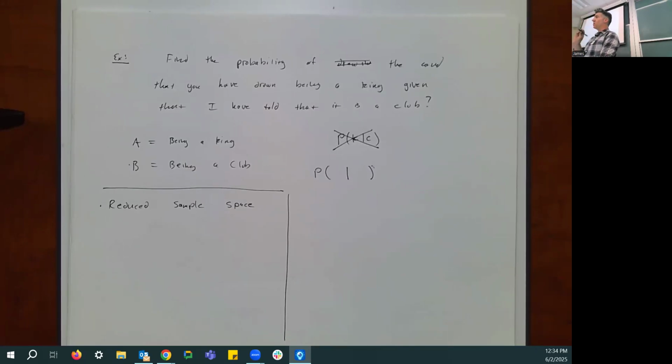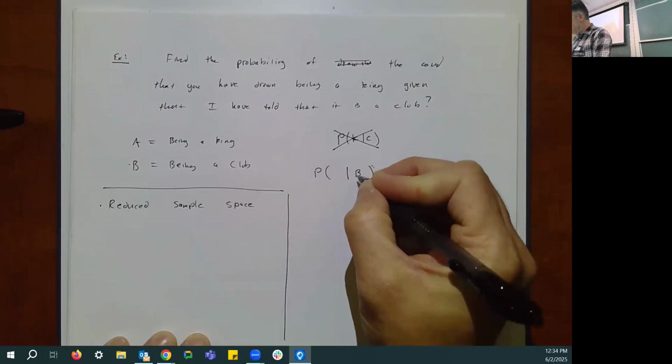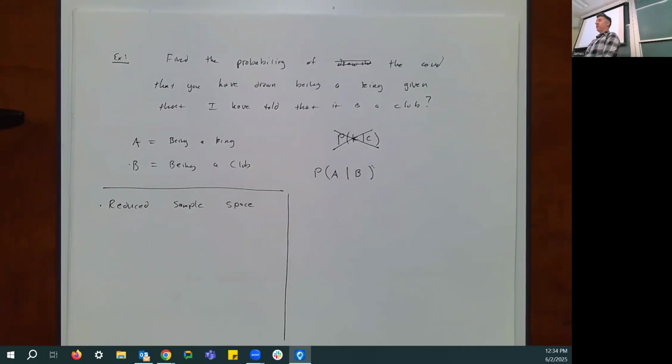All right, I told you it's a club. So being a club is the given piece of information. So the B should go there, the A should go there. We're trying to find the probability of A given B, or getting a king given that it's a club.